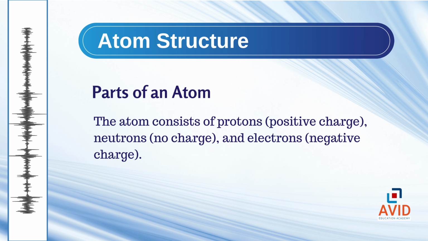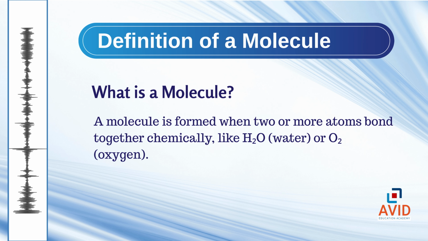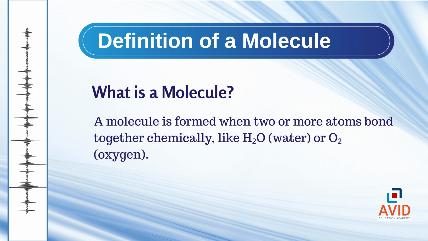Now, what is a molecule? A molecule is formed when two or more atoms chemically bond together. For example, a water molecule, H2O, is made up of two hydrogen atoms and one oxygen atom. Molecules can be made of atoms of the same element or different elements.